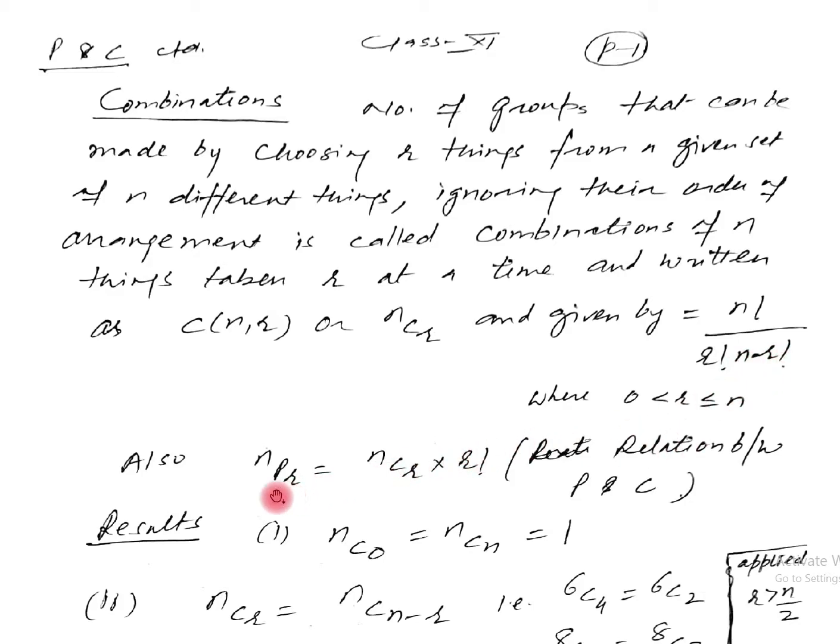And this is the relation between nPr and nCr. We know that nPr is equal to what? n factorial upon (n minus r) factorial. Therefore, it can be written as nPr equal to nCr into r factorial. If this quantity is multiplied by r factorial, then we are left with n factorial upon (n minus r) factorial, and that is equal to nPr. So it is called the relation between what? Permutation and combination of n objects taken r at a time.